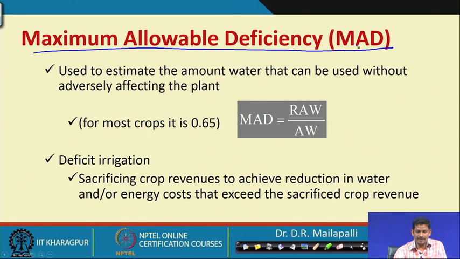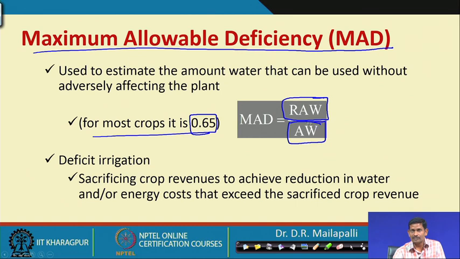This is called MAD. This is the term we use as irrigation engineers, and for most crops it is 0.65. MAD is defined as the readily available water divided by the available water. This is the fraction of the total available water reservoir up to which you can achieve no reduction in crop yield. So, that is RAW and AW.